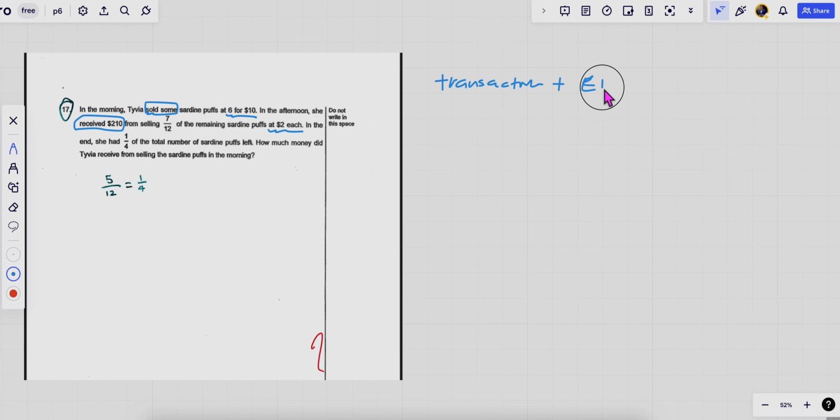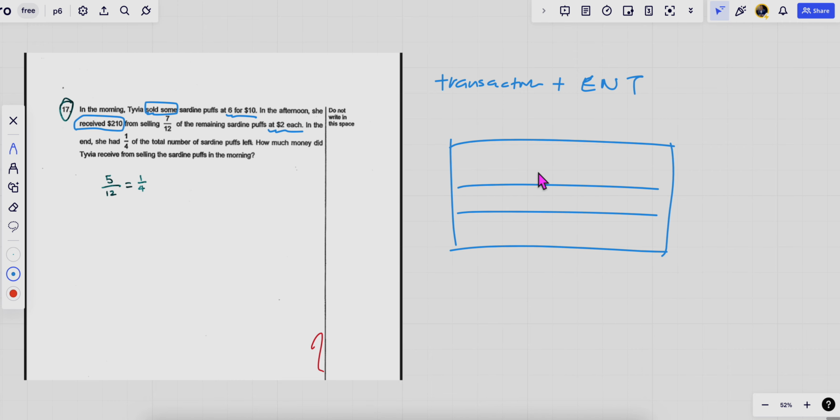I call it each number total, ENT. Okay, so you should use the branch and the ENT. Okay, and I will start to draw the table out. So this is my E and T. So for this question, the each is known. I mean the cost is known, so the number is not known, right?